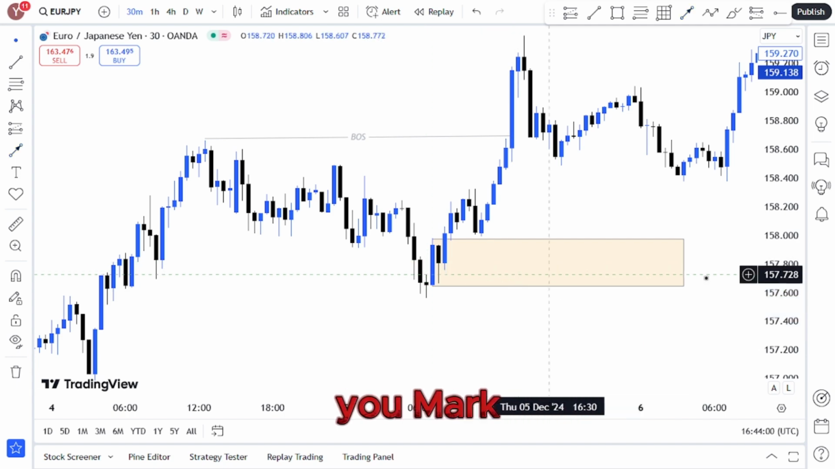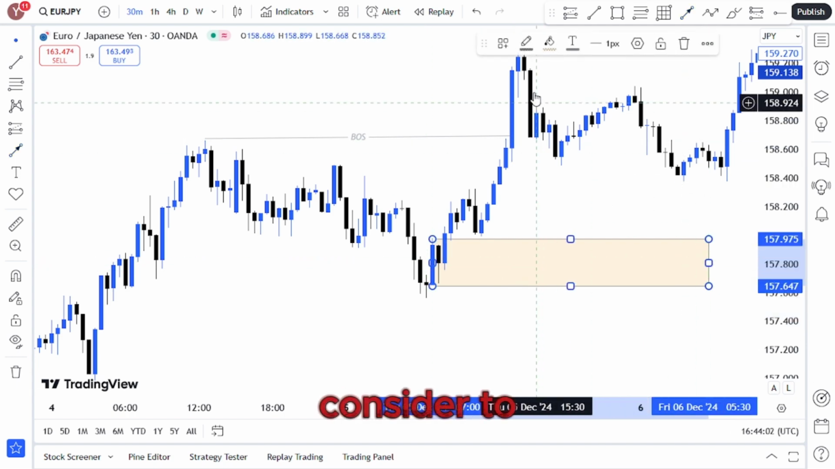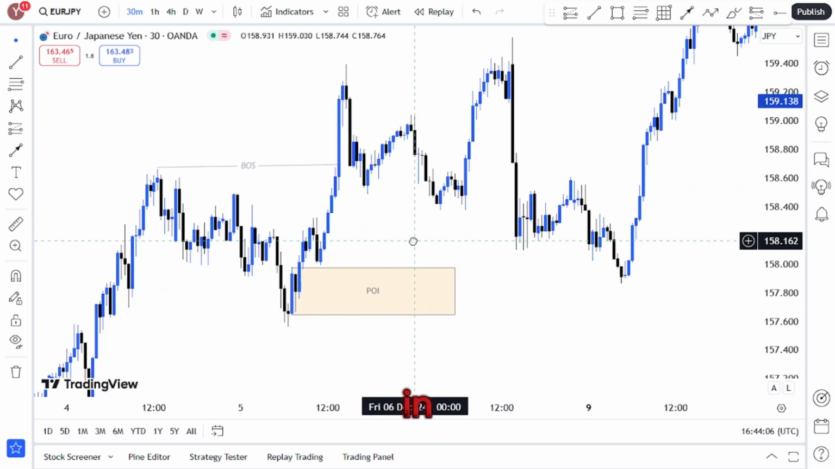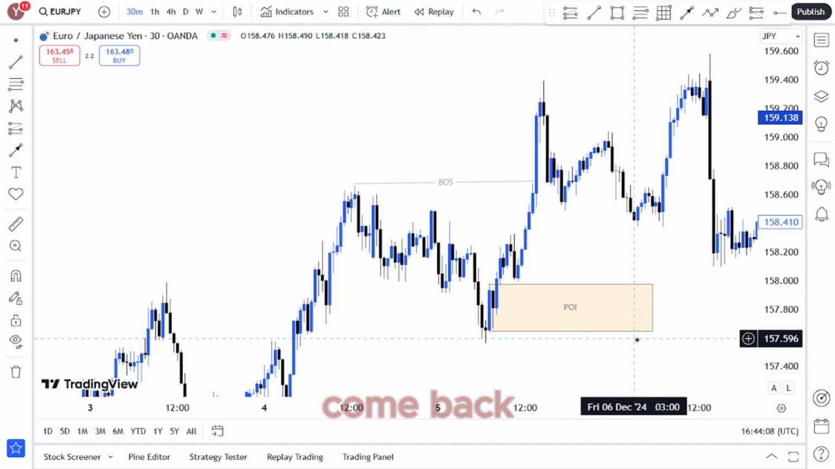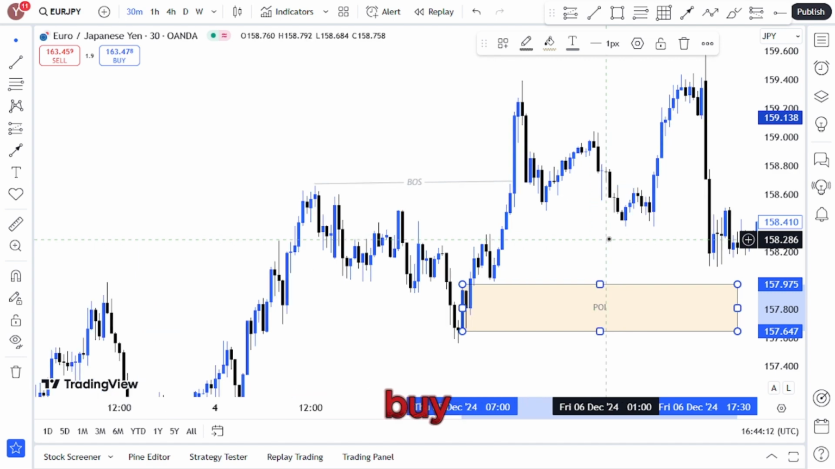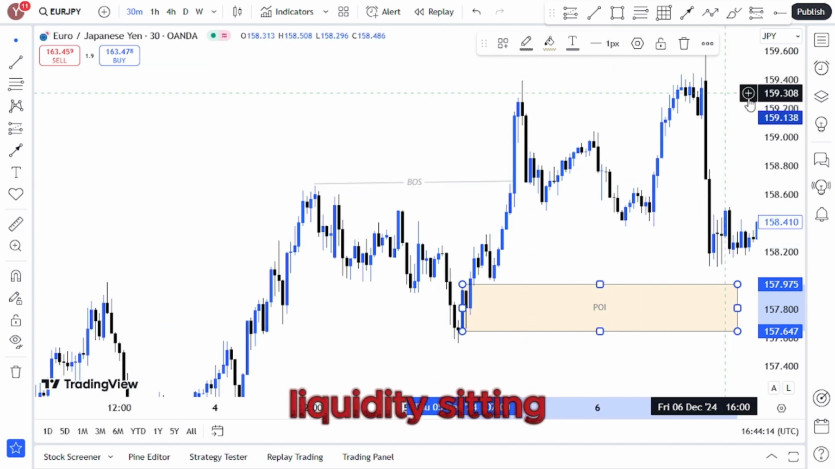So after you've marked this out, this is what you can consider to be your point of interest. This is where you are interested in waiting for the market to come back to this region, then you take your buy.